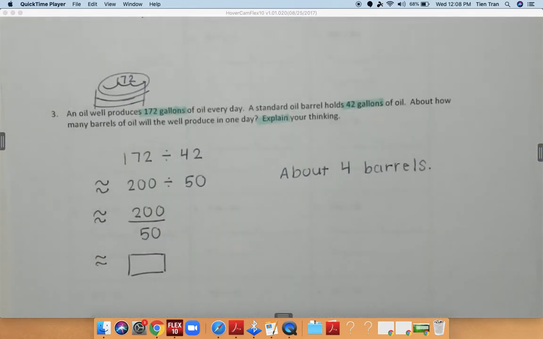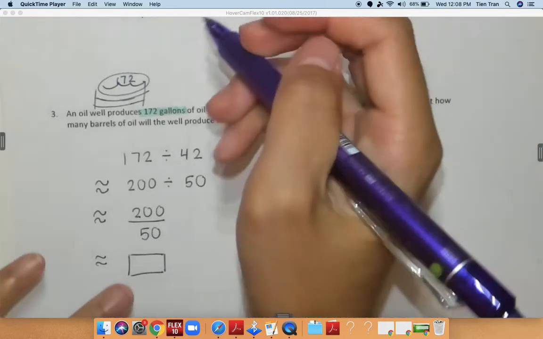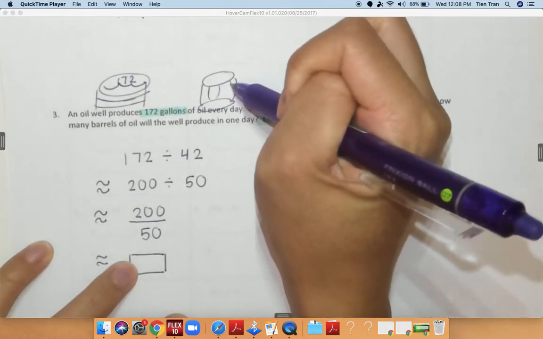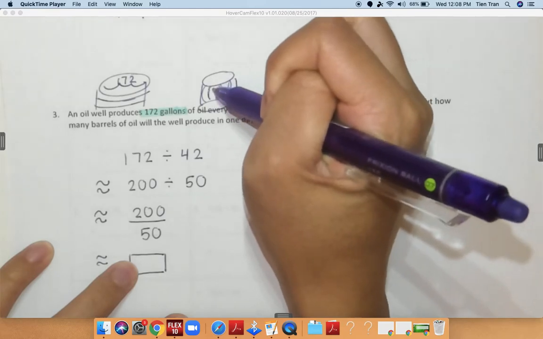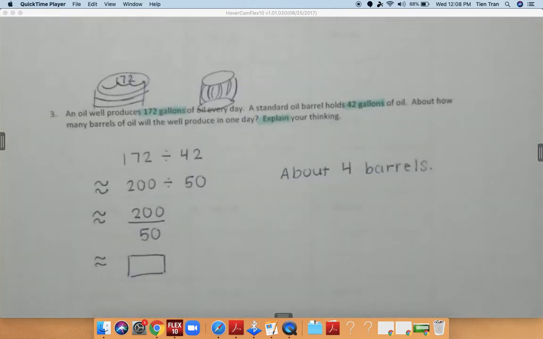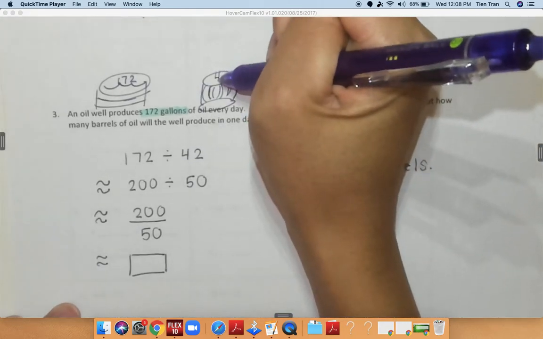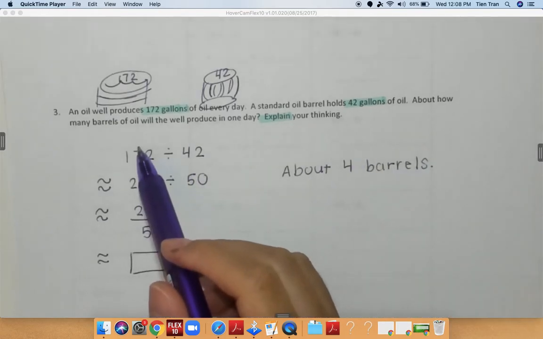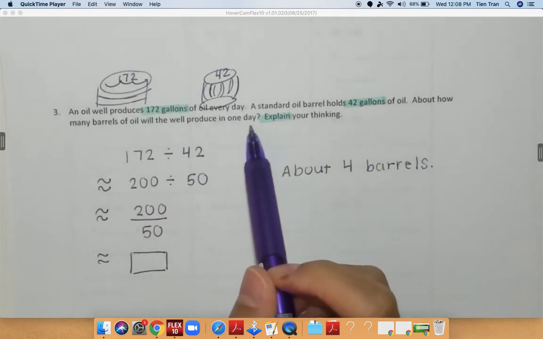Now, a standard oil barrel holds 42 gallons of oil. So they're talking about a barrel, and barrels look something like this, and it holds things. Back then, they would have barrels to ship a lot of things. I think today as well. So they want to put 42 gallons of oil in the barrel. Now they're asking me how many barrels of oil will the well produce in one day.